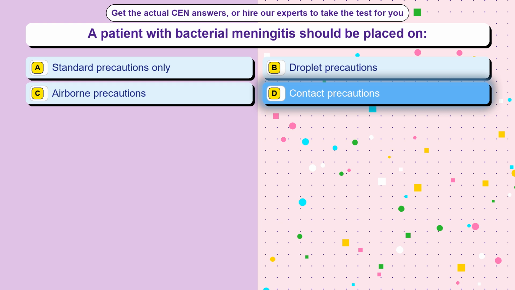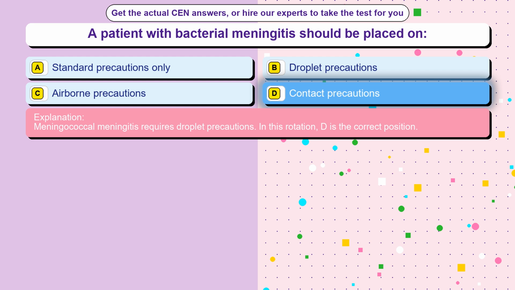The correct answer is Option D, contact precautions. Meningococcal meningitis requires droplet precautions. In this rotation, D is the correct position.